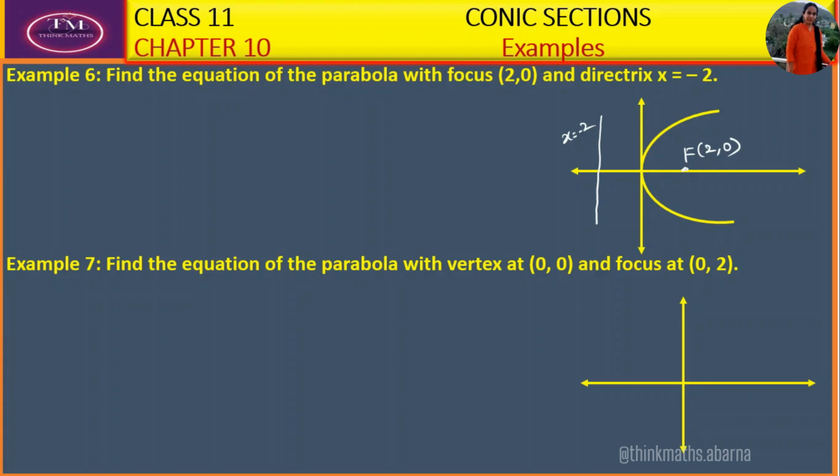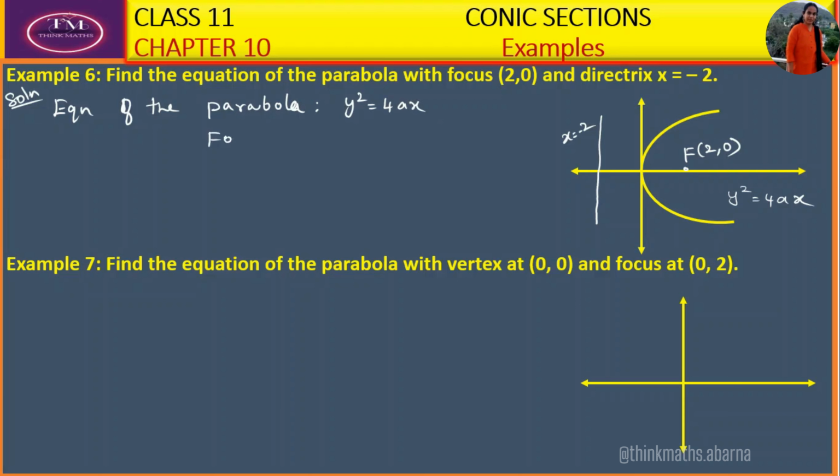So then what do you mean by that? That means a is equal to 2. So if the parabola is symmetrical about x-axis and is in the positive side of x-axis, then the equation of the parabola is y square equal to 4ax. Okay. So let me start. So equation of the parabola is y square equal to 4ax.